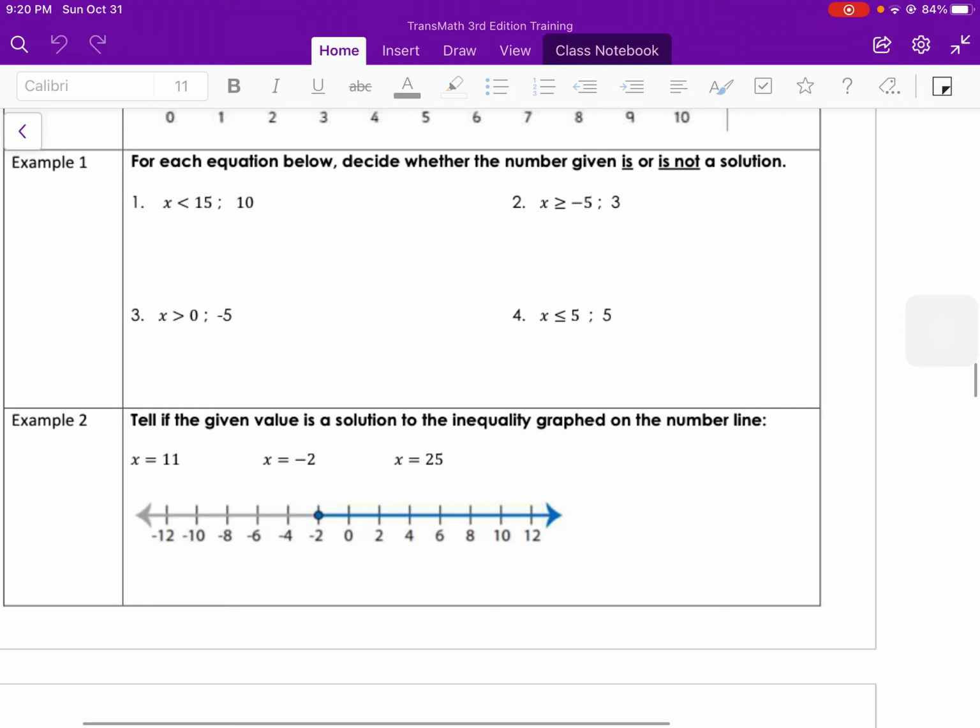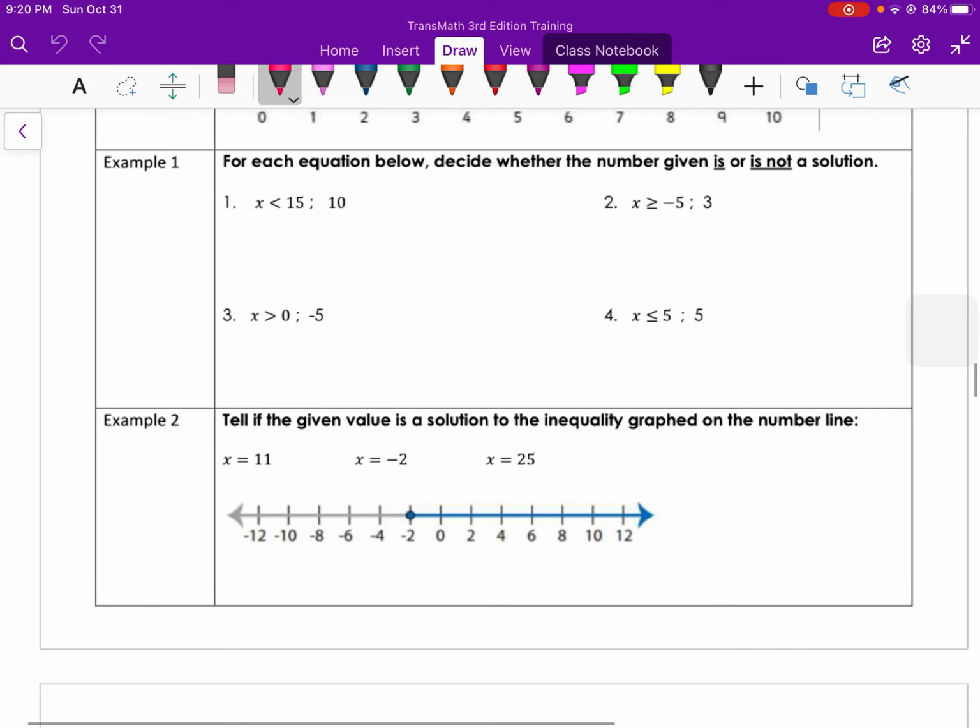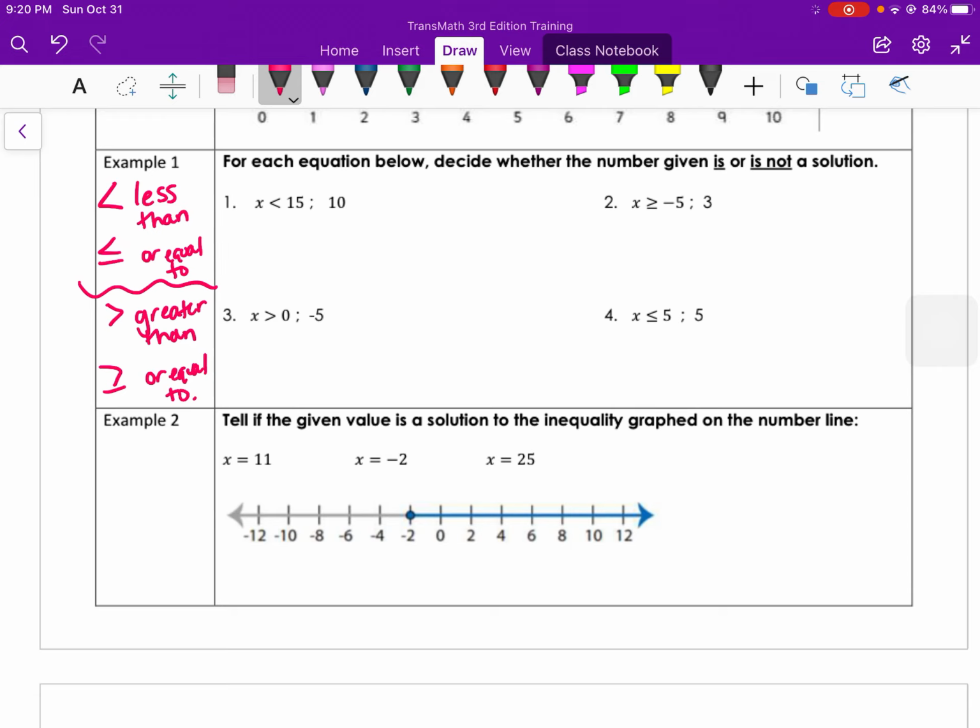I'm going to start with example 1. For each equation, or I should say inequality, decide whether the given number is or is not a solution. So let's just review our inequality signs real quick. Remember, this one means less than, or we have less than or equal to. And then we have greater than, or we have greater than or equal to. So if it points to the left, that's less than. So our first example here says x is less than 15.